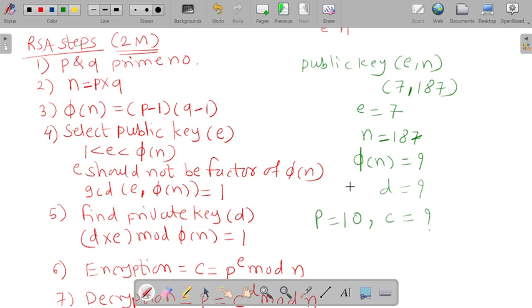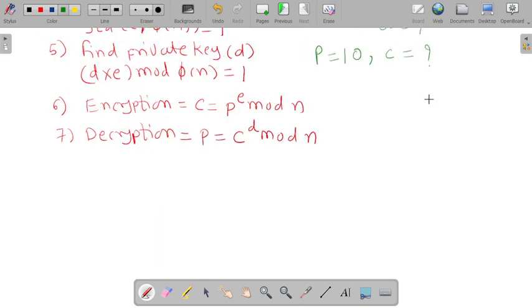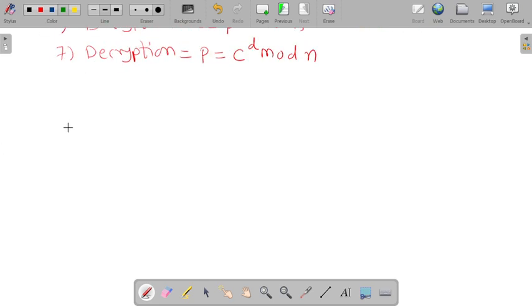Now what is the first step? We have to choose the value of our prime numbers, that is P and Q. In the given example, value of N is given. Based on that, we will find our value of P and Q. So the first step is, N is equal to 187, that is given, and we will choose prime numbers that is P and Q.